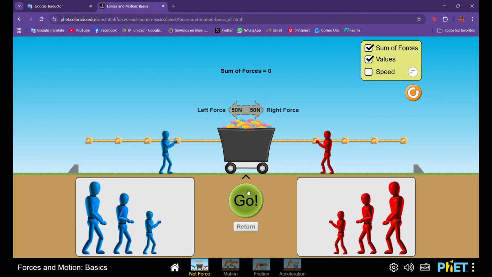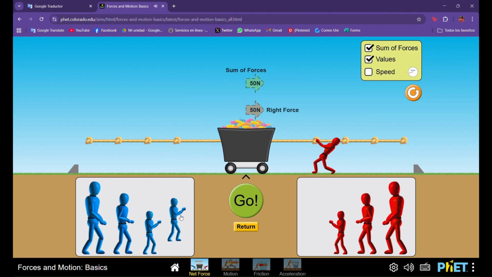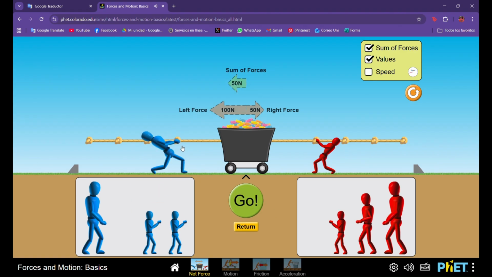Therefore, the sum of forces is zero. Why is it zero? Because we have 50 newtons to the right side, which are counteracted by the 50 newtons applied to the left side. As you can see, the cart doesn't move because the same force is being applied to both sides. But if I apply a 100 newton force to the left side, let's see what happens.